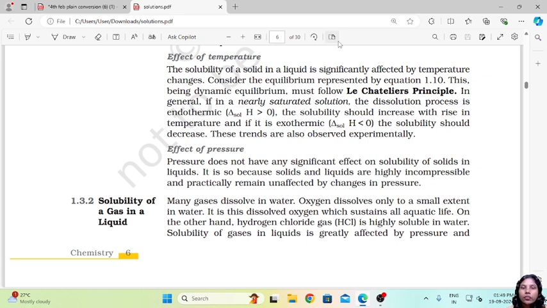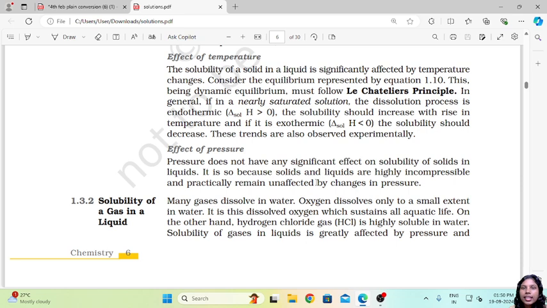The solubility of a solid in liquid is significantly affected by temperature changes. So, solubility varies a lot with the change in temperature. Consider the equilibrium represented by equation 1.10. This being a dynamic equilibrium must follow Le Chatelier's principle. In general, in a nearly saturated solution, if the dissolution process is endothermic, the solubility should increase with rise in temperature, and if it is exothermic, the solubility should decrease. This trend is also observed experimentally.